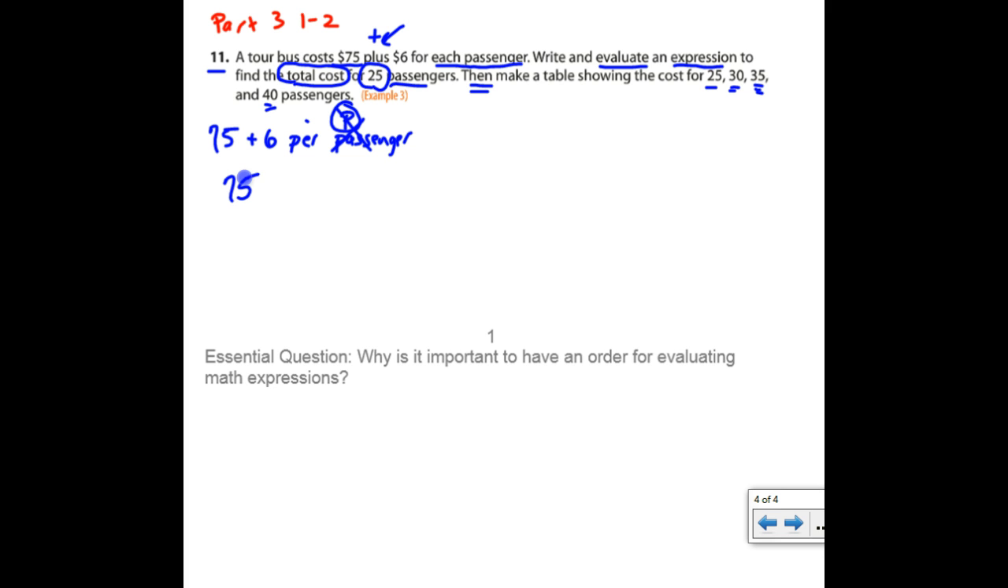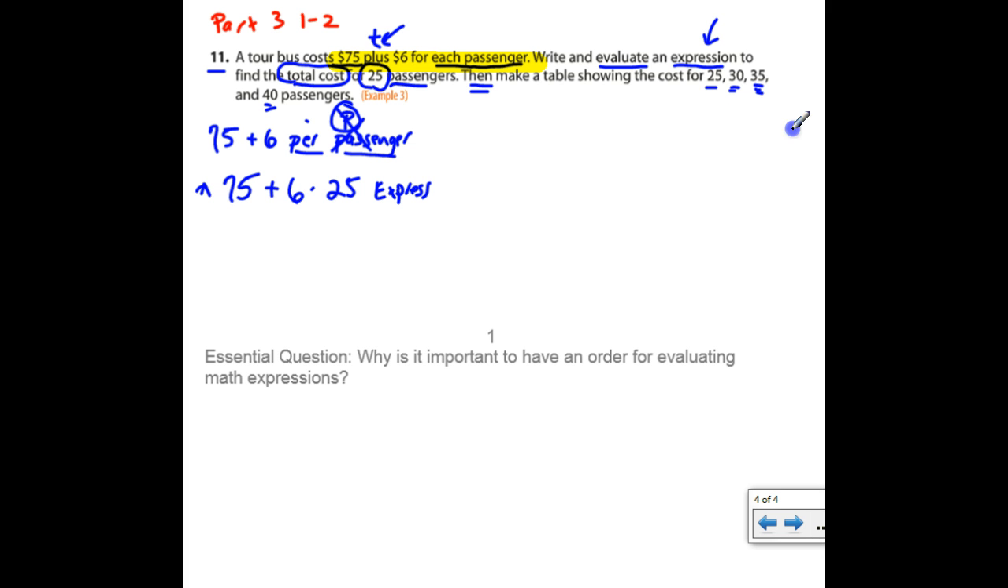All right, tell me how much it would be for $6 for 25 passengers. It said per passenger, so there's 25, so it's going to be 6 times 25. So that's your expression right there. Now notice in the directions it said write an expression. So there it is. That's the expression: 75 plus 6 times 25. And that's basically this part of the sentence right here: 75 plus $6 times the number of passengers.